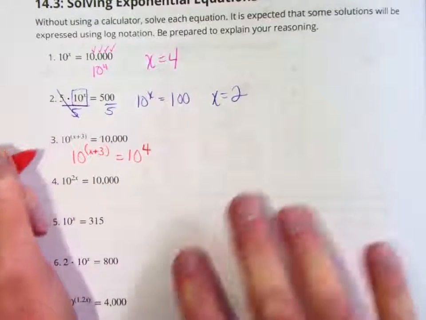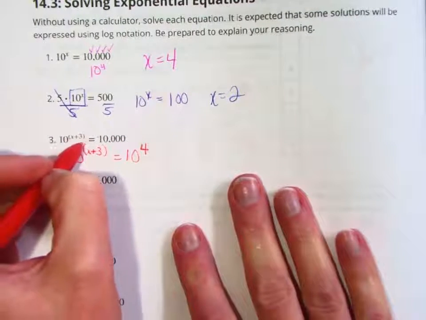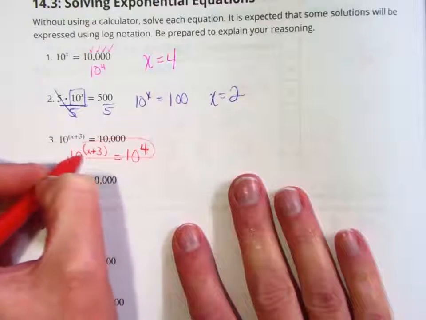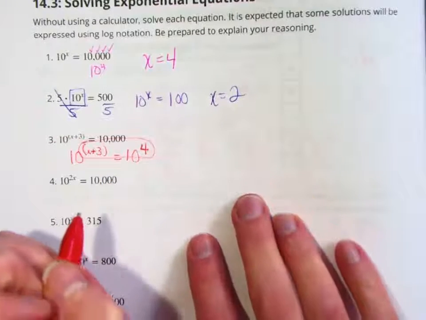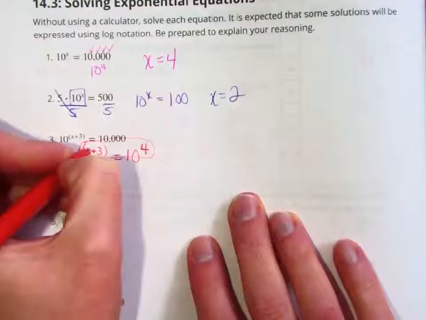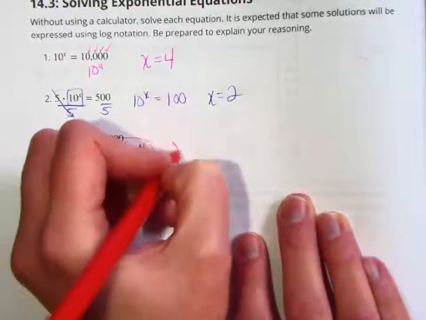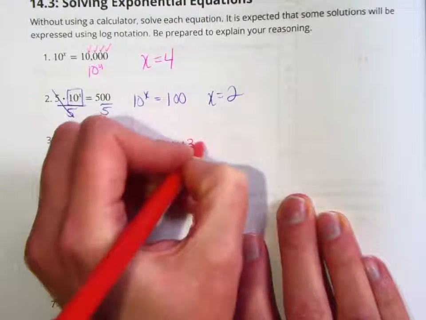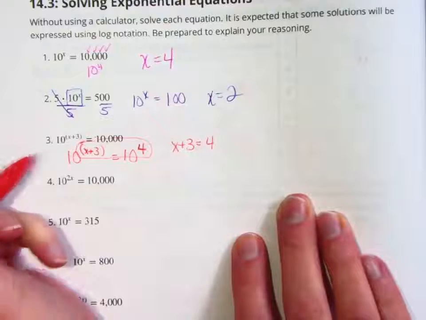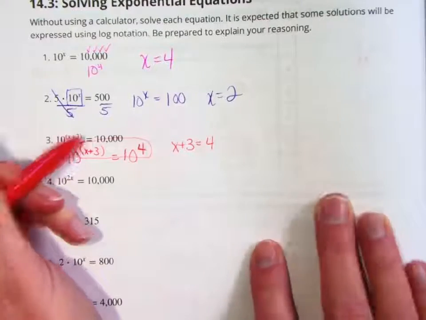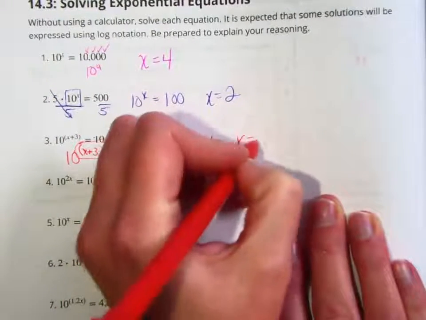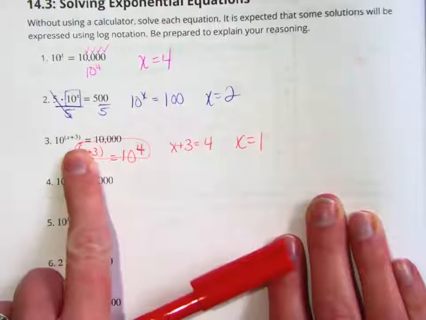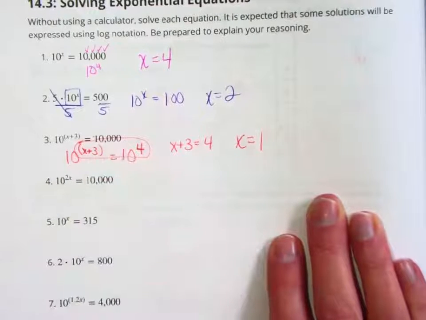Now, maybe when we were playing log war, you remember that if the bases are the same, the exponents also have to be equal. So we need x plus 3 to equal 4. That x has to be 1. There's nothing else it can be. So if we have 1 plus 3, 10 to the 4th power, we would get 10,000.